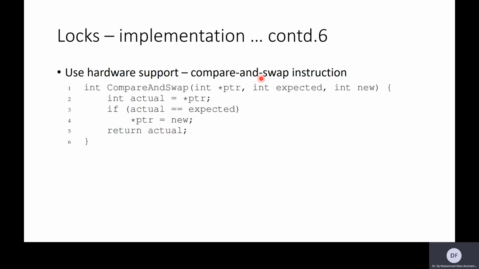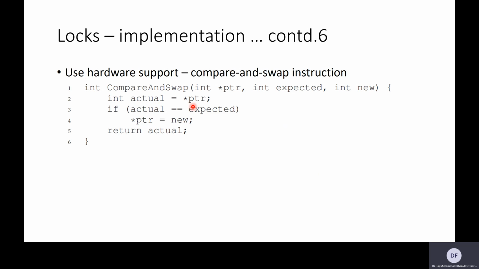So compare and swap, again, here it's C code to explain its behavior, but actually this instruction would be one instruction in assembly and it would be executed atomically. Okay, so C code is just for explanation of the working. So compare and swap takes three parameters. First is an address, the second is an expected value, and the third is the new value that you want to write at that address.